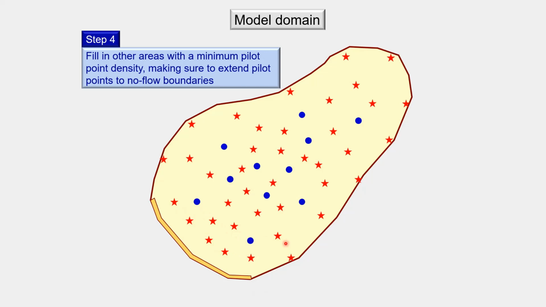Then I will add pilot points to the rest of the model domain. I'll attempt to aim for some minimum pilot point density. I don't want there to be big holes in the pilot points array. And I will always try to place pilot points at or just outside the model boundary. We don't want to extrapolate, we want to interpolate. So some minimum density of pilot points through here with the final row of pilot points right at or even outside the boundary makes sense.